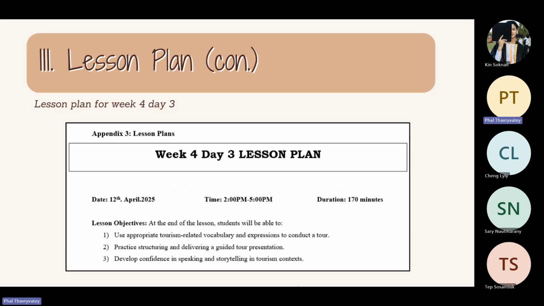For the learning objectives of this specific lesson plan, at the end of the lesson, students will be able to use appropriate tourism-related vocabulary and expressions to conduct a tour. The second objective is to practice structuring and delivering a guided tour presentation. And the last one is to develop confidence in speaking and storytelling in a tourism context.